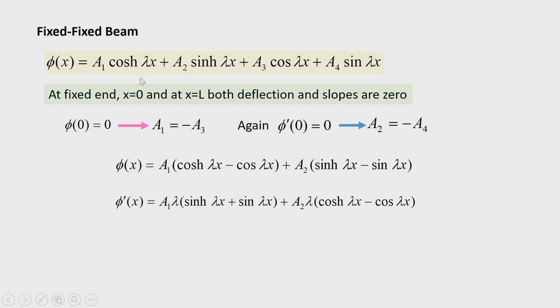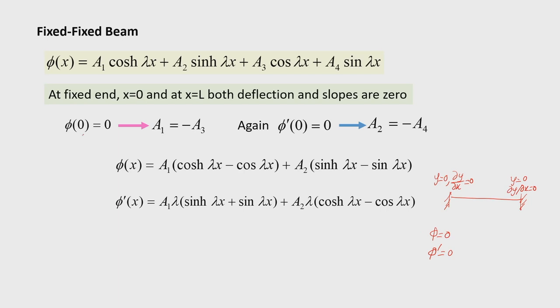Similarly, if I go to the fixed-fixed beam, the basic function is this: phi x is equal to a1 cosh lambda x plus a2 sinh lambda x plus a3 cos lambda x plus a4 sin lambda x. At the fixed end, what happens? Both the ends being clamped, y and its first derivative are 0. Similarly, here y is 0, first derivative del y by del x equal to 0. So that means phi is 0 and phi prime, that is d phi by dx, is equal to 0.